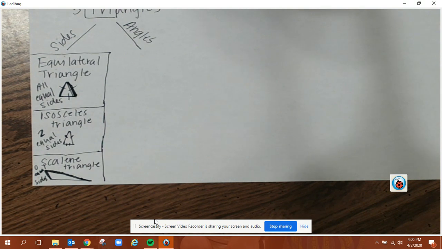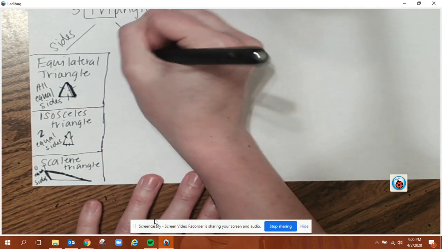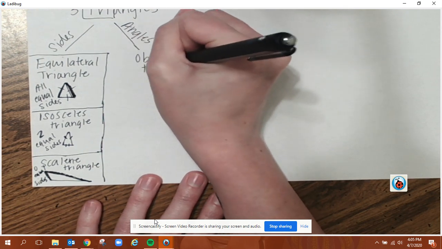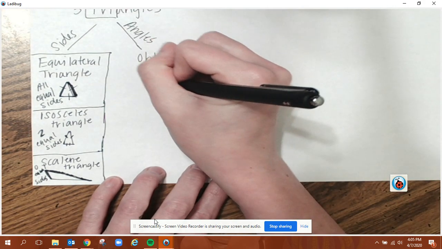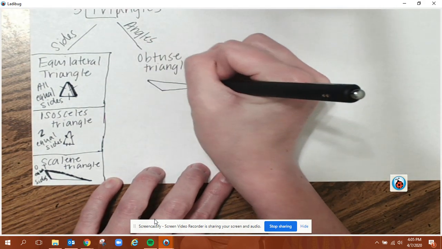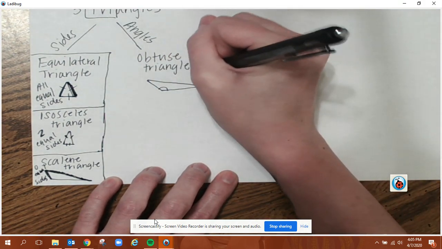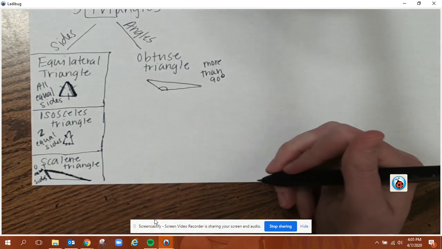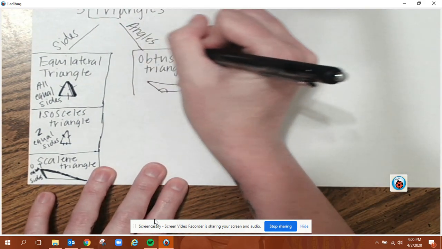So the next one we can talk about, our classification or our subset, is angles. Okay? So our first one we're going to talk about is what we like to call an obtuse triangle. So an obtuse triangle has angles that are more than 90 degrees. So if you remember back to your angles that you talked about in 4th grade, an obtuse triangle has obtuse angles. Okay?